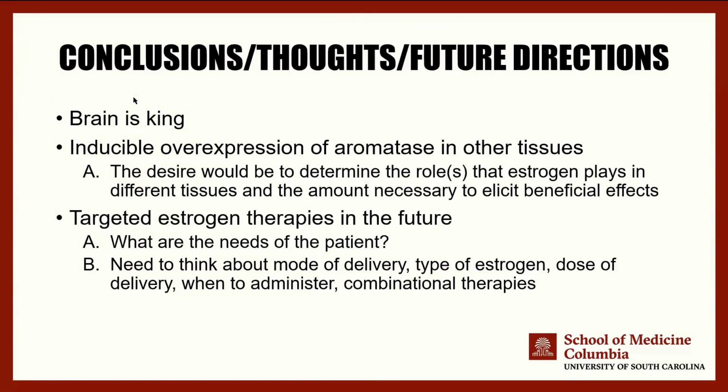So in conclusion, we believe that brain is king. Just by the aromatase knockout, we clearly show, or it's established, that if you don't have E2 in the whole body, you're essentially going to be impacted in the sense that physical activity dramatically decreases and increased food intake happens, okay? And although the periphery is involved, it seems that brain is the key target. And then inducible overexpression of aromatase in other tissues. This is what we're trying to do. We're trying to look at specific tissues to figure out the role of estrogen in those tissues and the level of E2 we need to provide a therapeutic benefit.